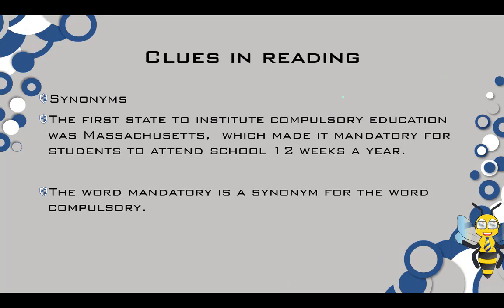Okay. So what you can do is to look for clues in reading. We're going to look for these clues. Number one, we have synonyms. For example, it says, the first state to institute compulsory education was Massachusetts, which made it mandatory for students to attend school 12 weeks a year. In this case, we're looking for synonyms, and here, the word mandatory is a synonym for the word compulsory.